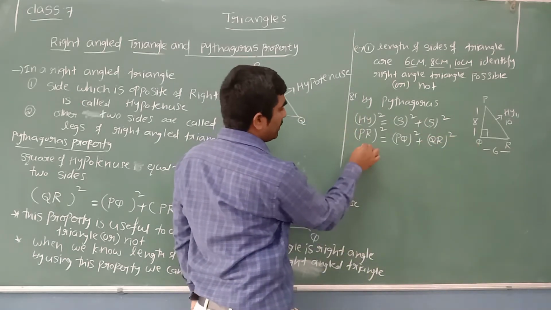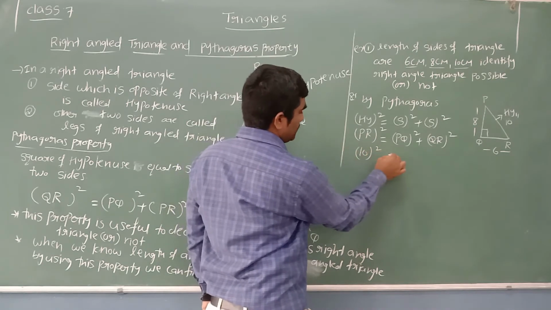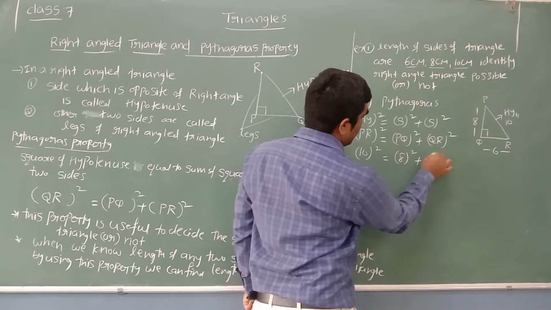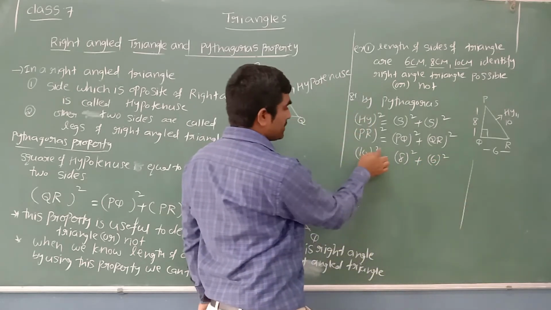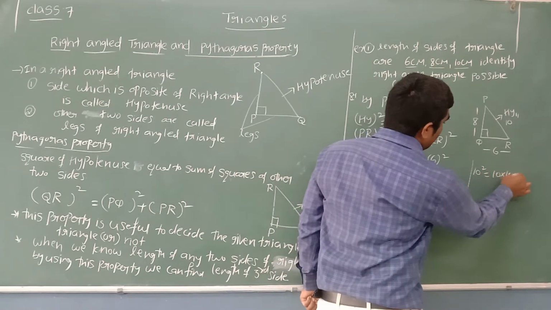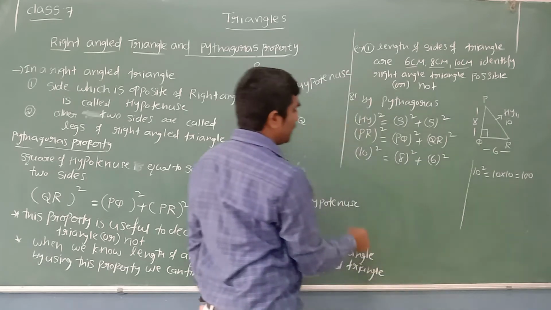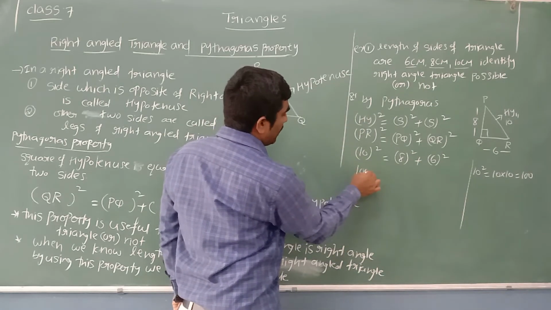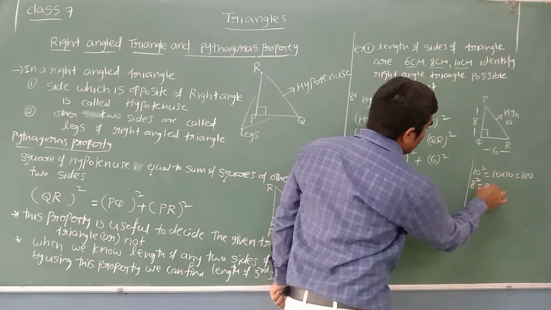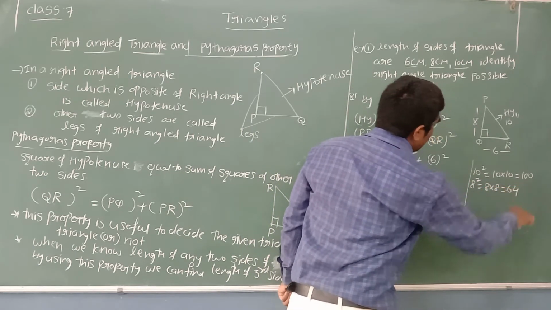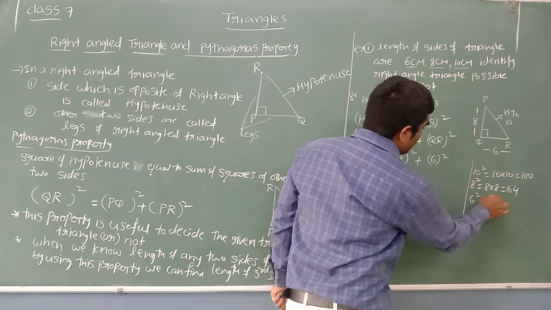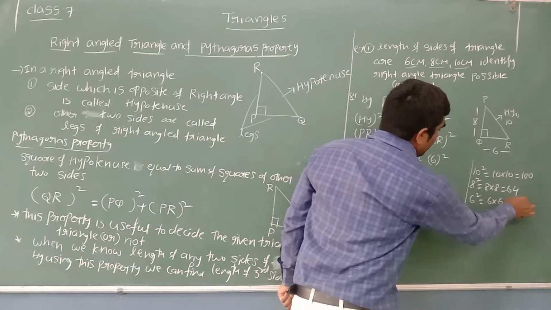What is the length of PR? 10 square. What is PQ? 8 square. What is QR? 6 square. What is 10 square? Power 2 means multiply the base by itself 2 times. 10 into 10 gives us 100. So 100 is equal to 8 square. 8 into 8 is 64, plus 6 power 2, 6 into 6, which is 36.